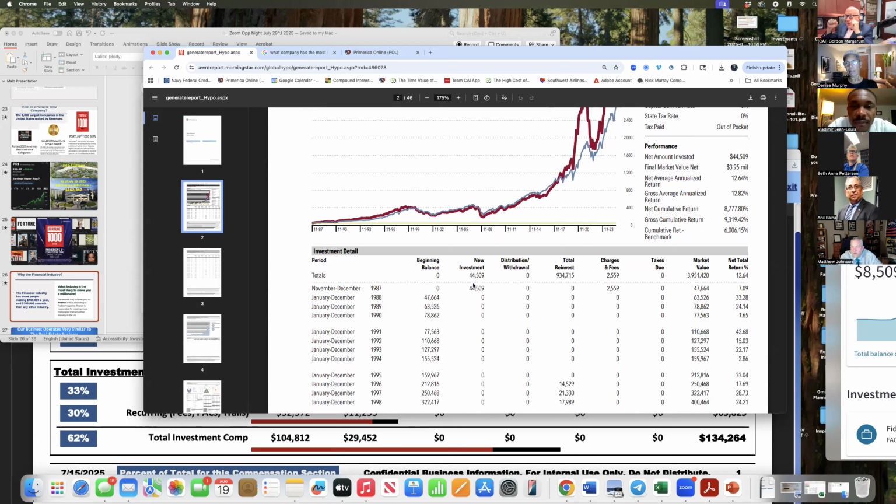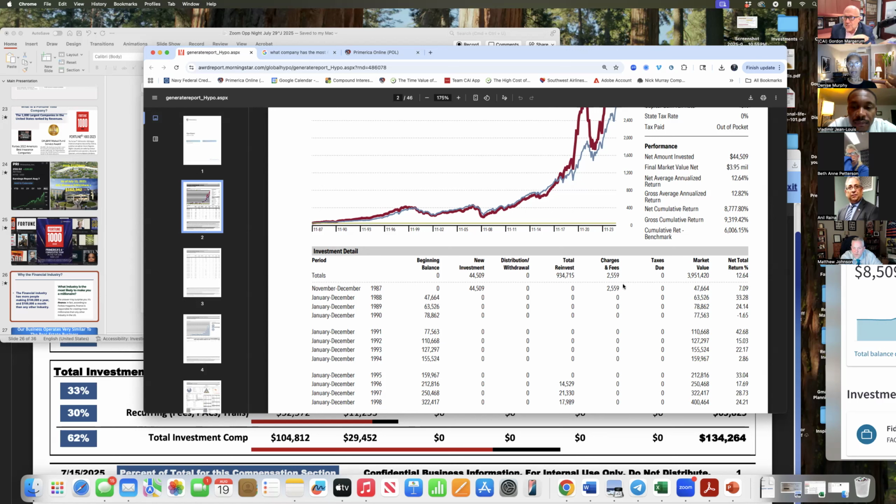I don't have a crystal ball. Can't tell you what the future holds, but I can show you what the past has done with this mutual fund. If we put your $44,509 and we invested it in this Fidelity Advisor Growth Fund, and we went back to 1987 and we left it alone. We didn't add anything to it.